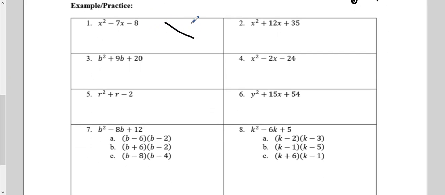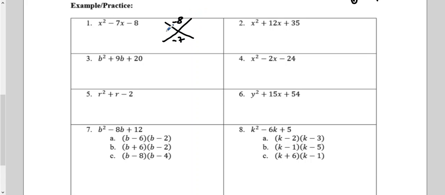Okay, so sometimes I like to do it this way, where you can draw a big X, put this number -8 up here, and put this number -7 over here, okay? And then I'm going to look for my magic numbers, meaning that when they multiply together, they give you -8. When you add them together, they give you -7, okay?